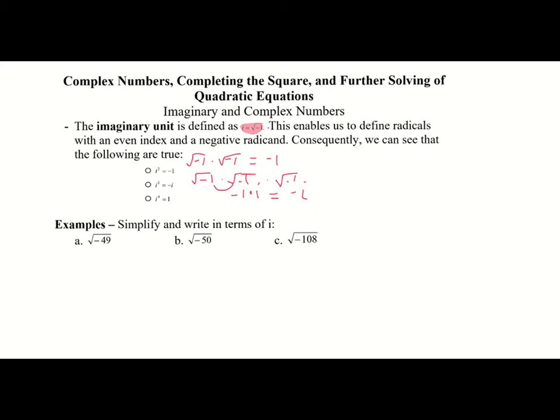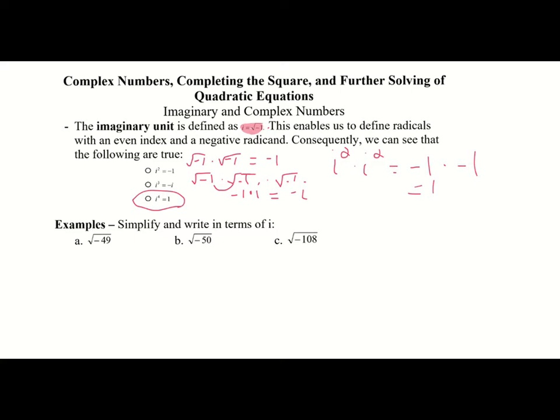And then i to the fourth power is always going to equal 1. Think of it this way: it's like we have i squared times i squared, and we know i squared is equal to -1. -1 times -1 will always give us a positive 1. Really, if you know those four powers of i, you can solve any power of i, and we're going to do that in a second.